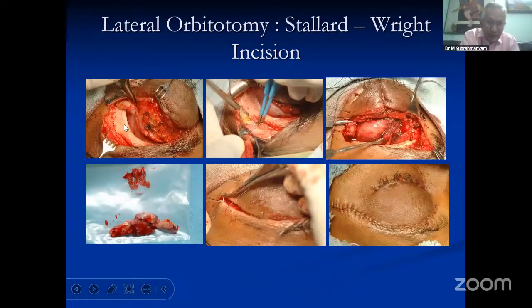Then medially expose the bone, and then the bone has been cut. Incisions are made, the bone is cut, and then the periosteum is incised. This is the tumor. The tumor has been removed, and the incision is closed with interrupted Vicryl sutures.